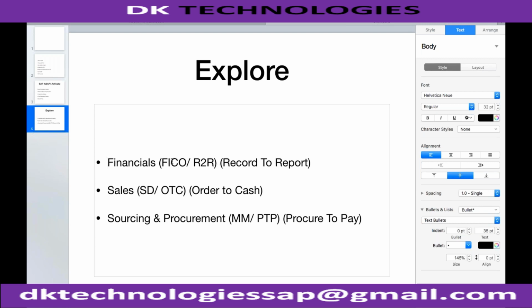In addition to this, if you are saying that I want to understand the complete O2C cycle, starting from the quotation to the order, so many times this is also called Q2C, quotation to cash, then SD will definitely cover all those shippings and all. So ultimately, at the end of sales, you will be able to understand the complete sales cycle. At the end of sourcing and procurement, you will be able to understand the complete sourcing and procurement cycle.